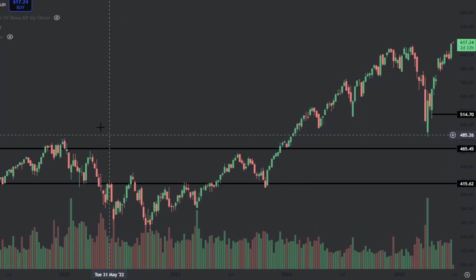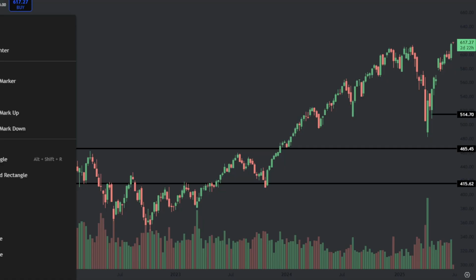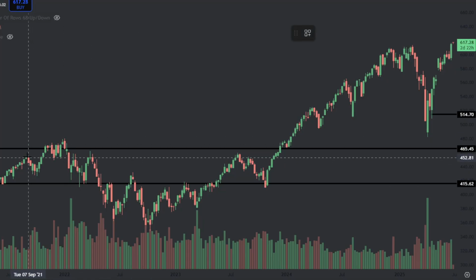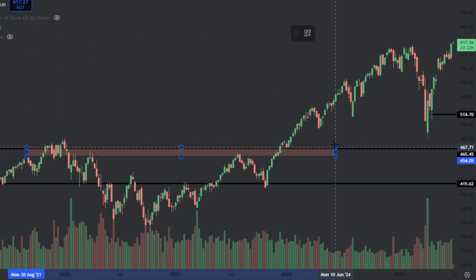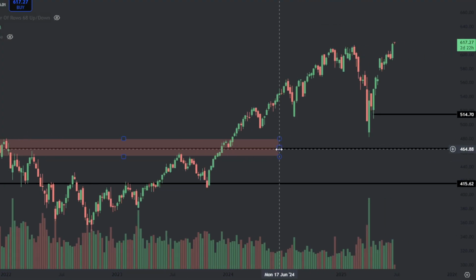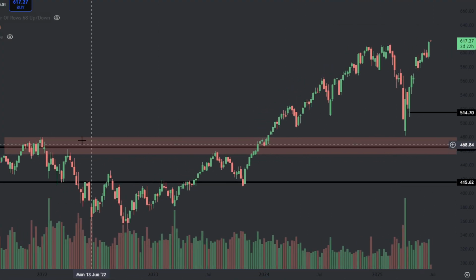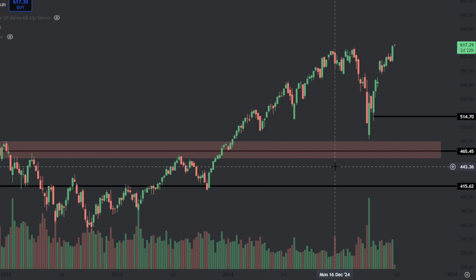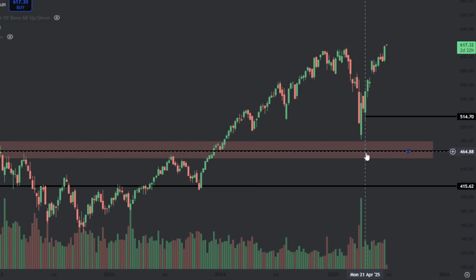And what I see here is a lot of resistance rejections in this area, which I'm going to draw a little zone around. So that is a key level for SPY. We have 1, 2, 3, 4, and then a fifth one here, and then a little sixth support right there. So this is a key level. That would be a great place to put my stop loss, right below.